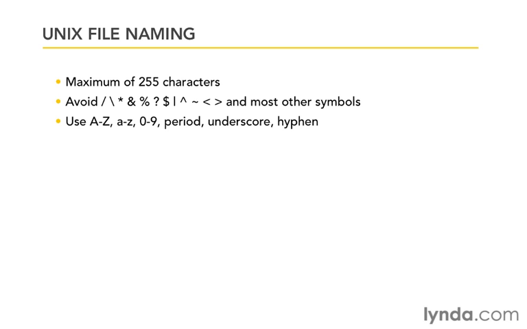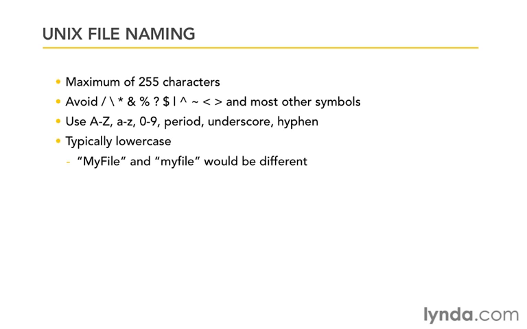Typically, even though we can use uppercase letters, you want to stick to lowercase letters in Unix. And the reason why is because Unix typically is case sensitive. In other words, my file with capital M and F is different from my file with lowercase m and f. They would be considered two different files in Unix. This applies to most Unix systems.